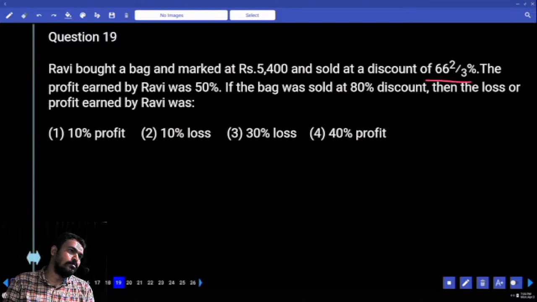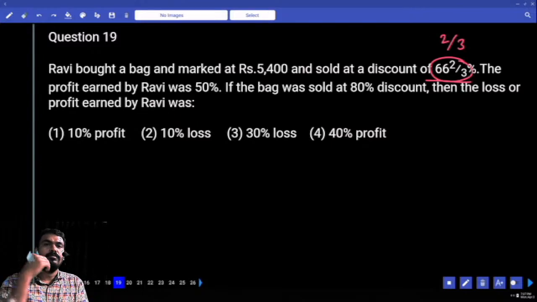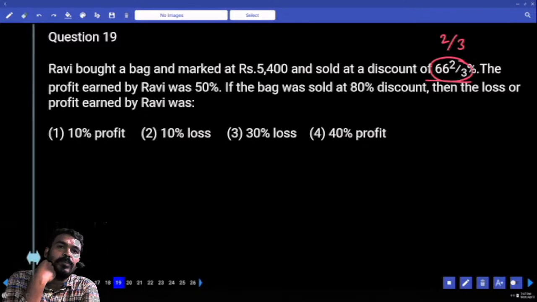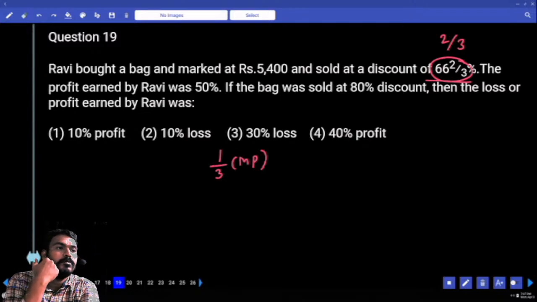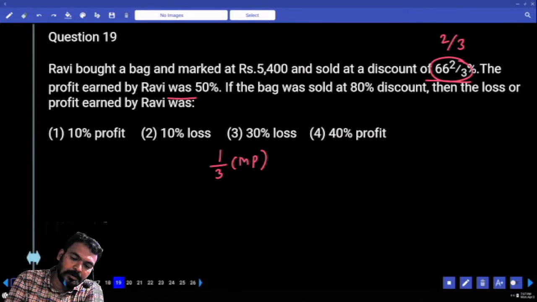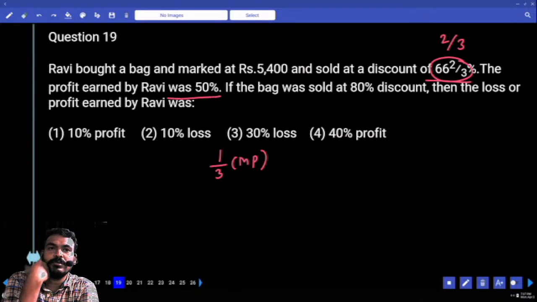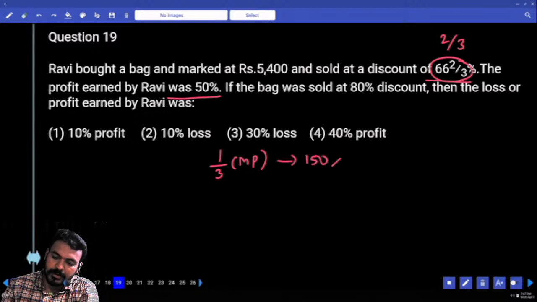66 2/3% means what is the fraction? 2 by 3, or not? What is the meaning? Out of 3 parts, how many parts are discount? 2 parts, or not? What is the remaining? 1 part. It means 1/3 of market price, or not? 1/3 of market price. But he is getting a profit of how much? 50%. 50% profit means what is the selling price? 150% of cost price.